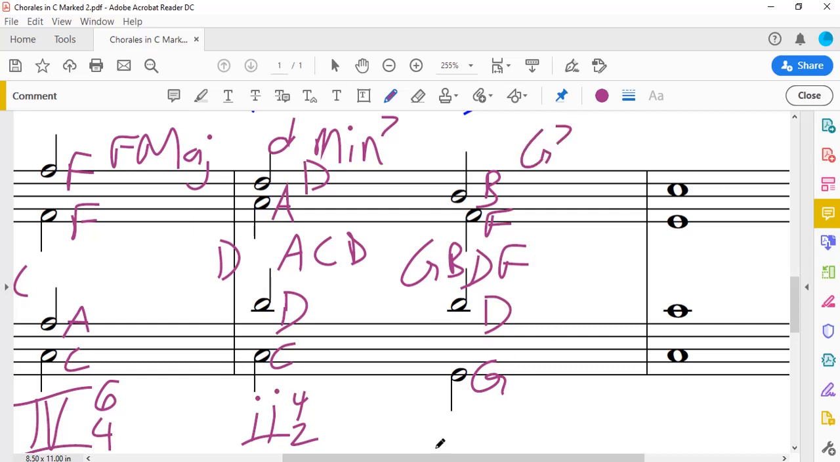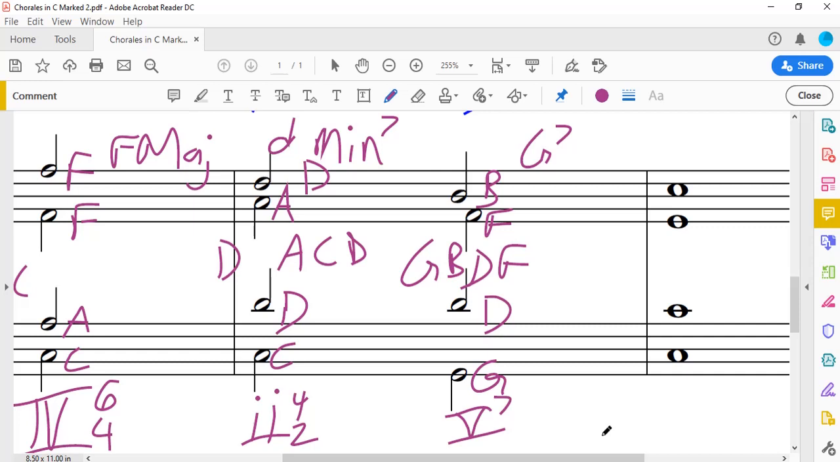Once again, we have G, which is our root, in the bass, which means this is going to be a regular old 5-7 chord. This is not in any sort of inversion. This is in root position. It's a G7 in root position. So we just call this a 5-7 chord. So our second measure has a 2-4-2 followed by a 5-7.